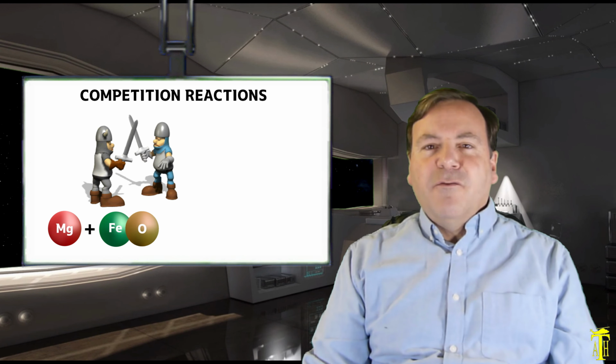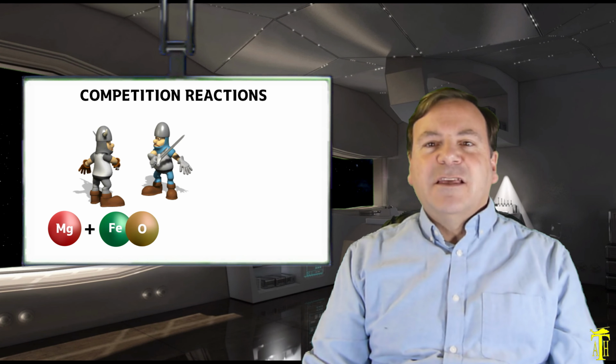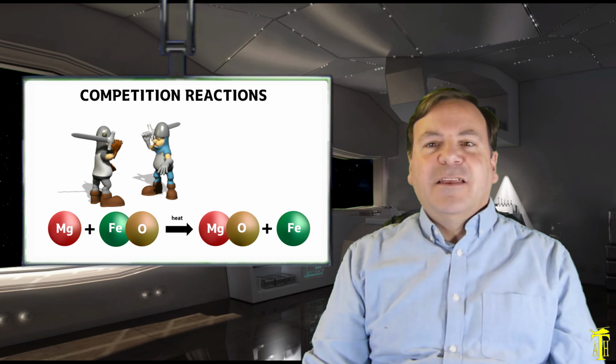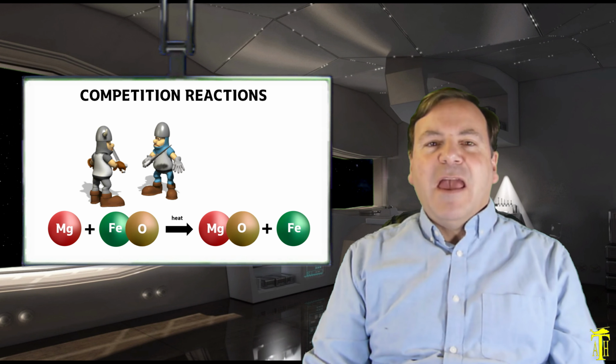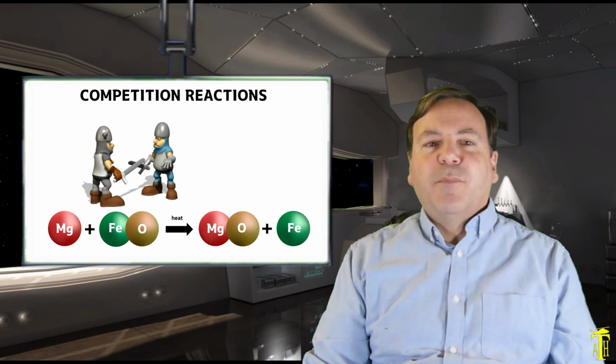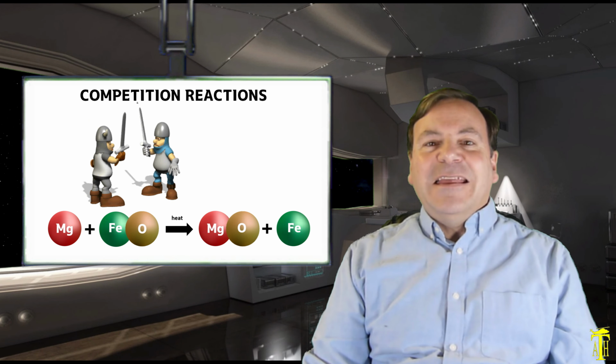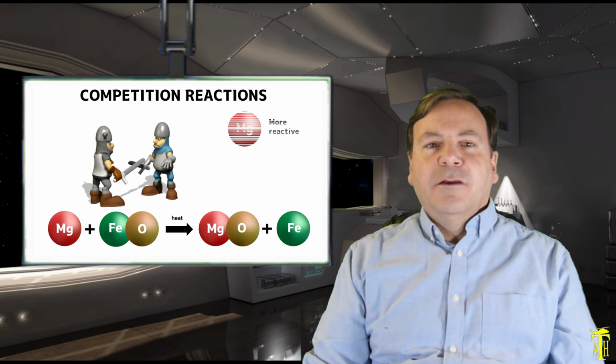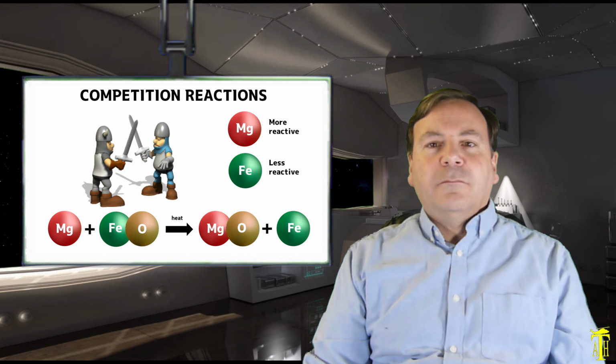At the start of the reaction, the iron has the oxygen and is hence iron oxide. The magnesium manages to take the oxygen away from the iron in the reaction and forms an oxide, leaving the iron on its own as a pure metal. The magnesium ended up with the oxygen, so magnesium is more reactive than iron.